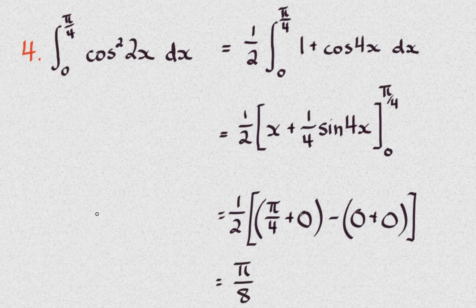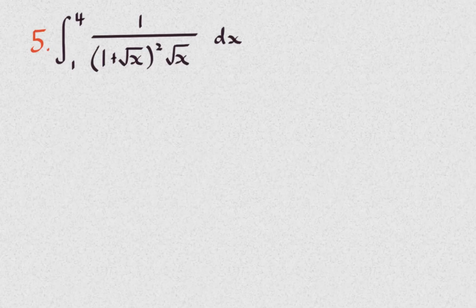All right, ready for another one? So example 5, which will be the last example for this video, is the integral of 1 over (1 plus root x) all squared times root x. And this is a definite integral between 1 and 4.